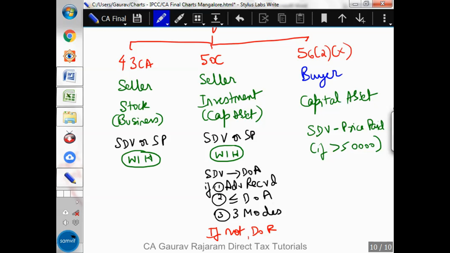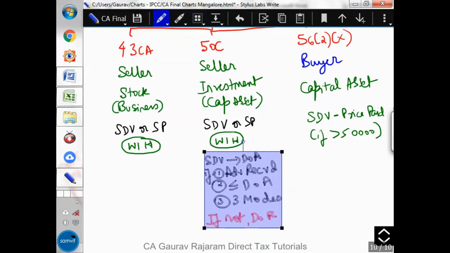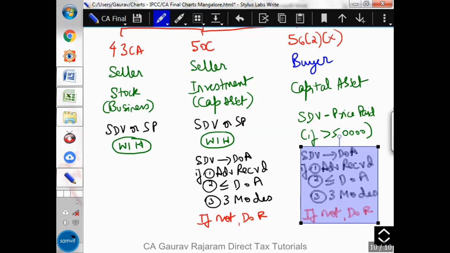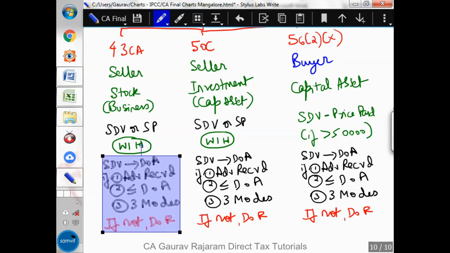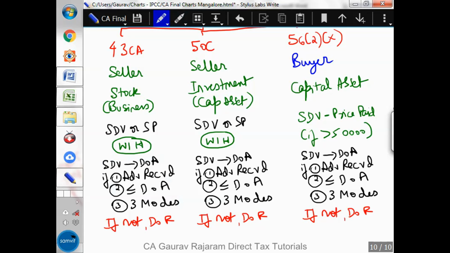Now this provision is exactly replicated in 56(2)(x). The SDV check will be the same. Which SDV to check? The process will be similar to 50C. But with respect to 43CA, the third part of it will be different.